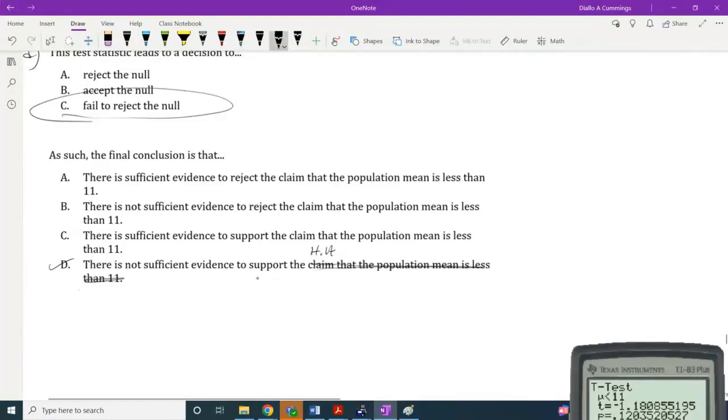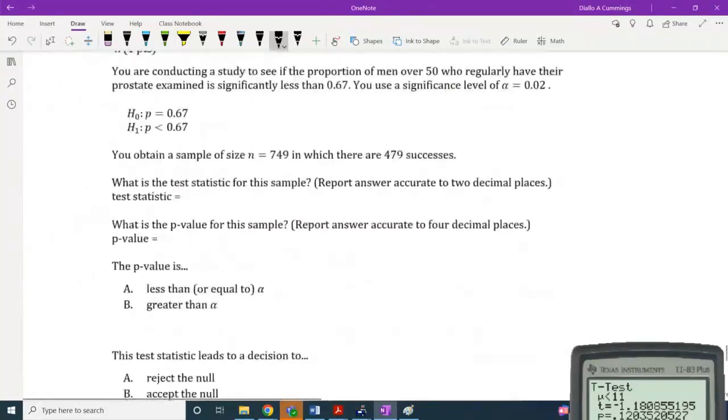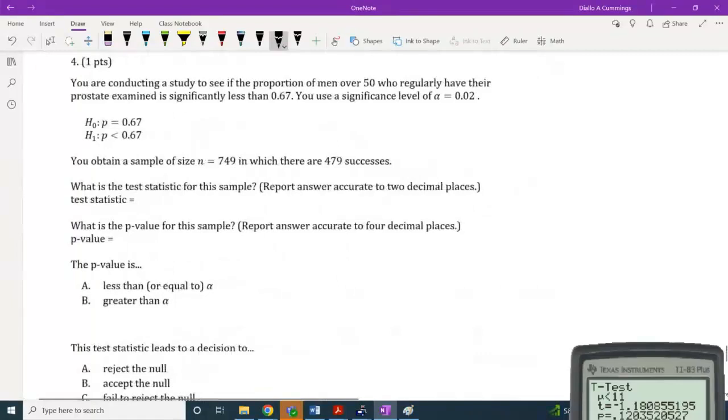So any questions about number 3? Once you get your test statistic, and more importantly, once you get your p-value, compare the significance level and the p-value, and then make your determination. So we would choose D as the conclusion. All right, let's take a look at number 4.